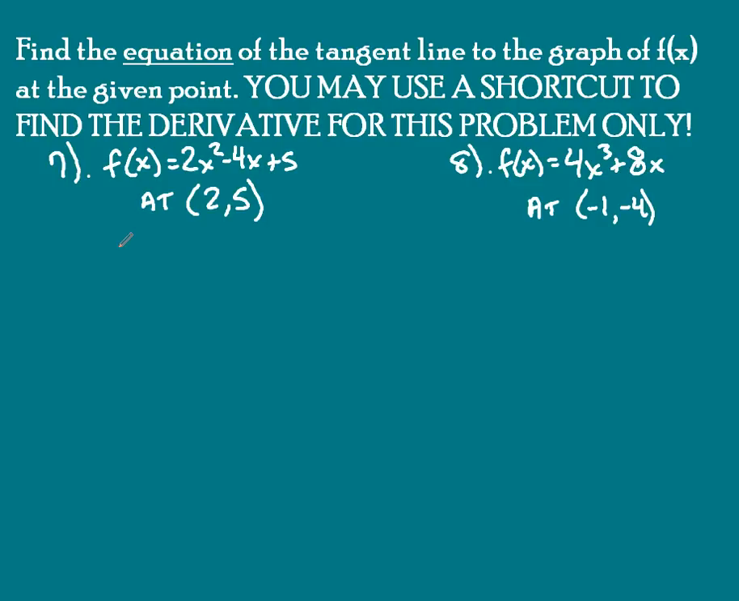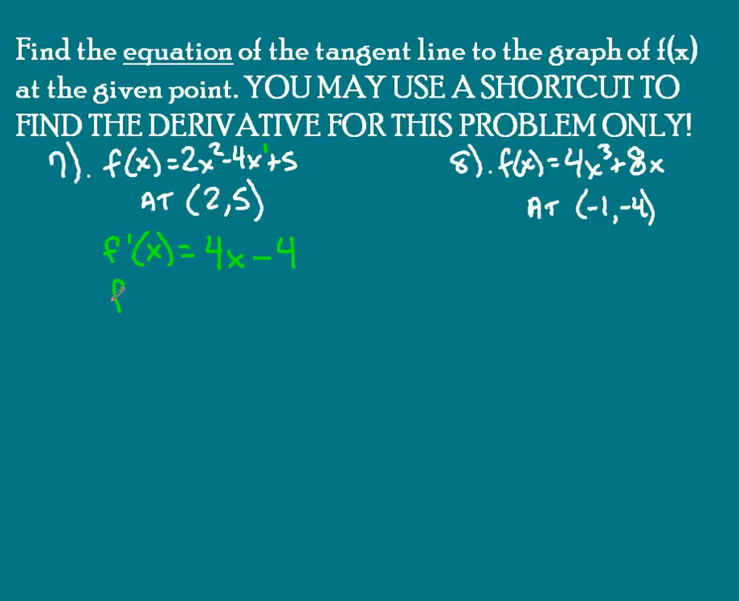First, we need to find the derivative. Okay? To find the derivative, bring the power in front. 2 times 2 is 4. We bring the power down by 1. It was x squared, so now it's just x. This one was x to the first power, so I just get rid of the x from it, leaving just the coefficient negative 4.